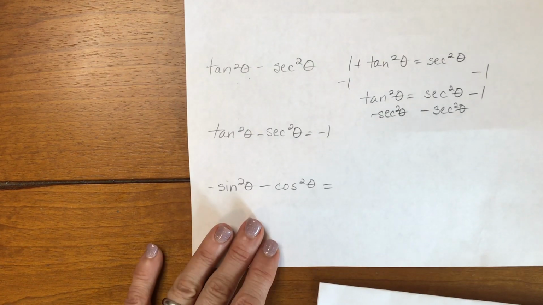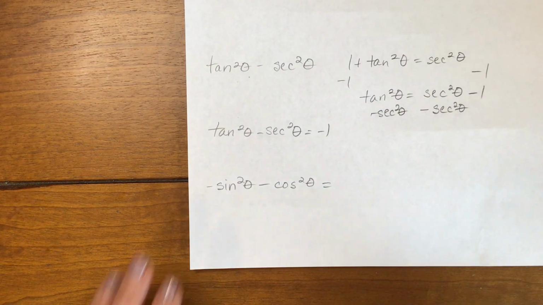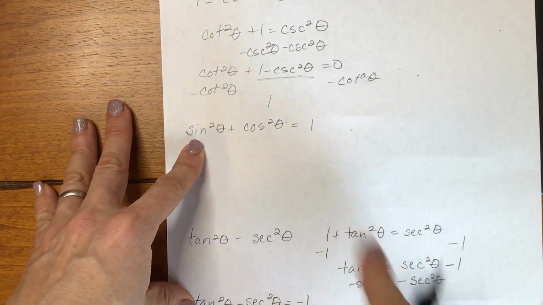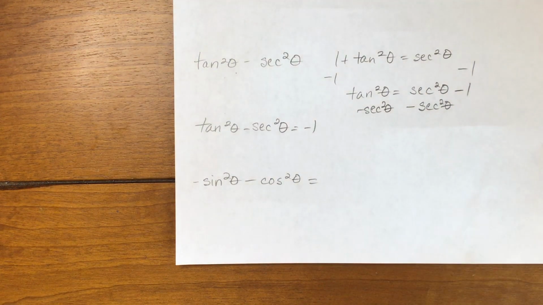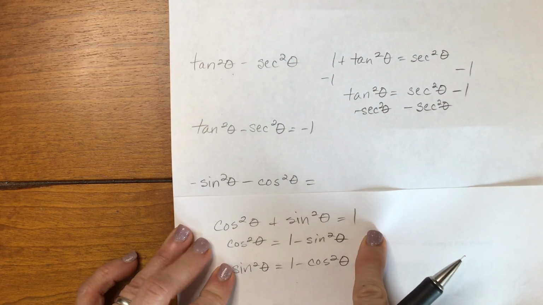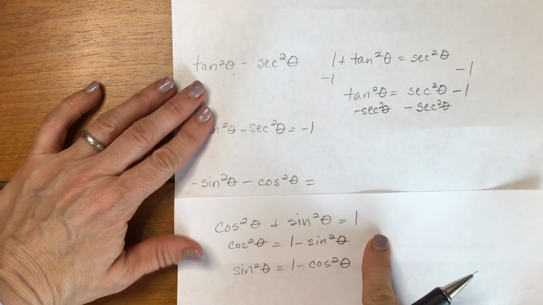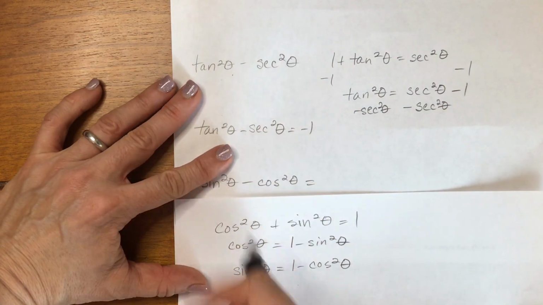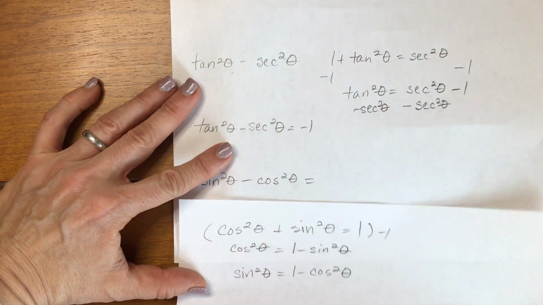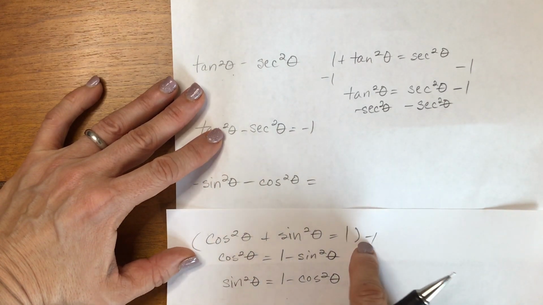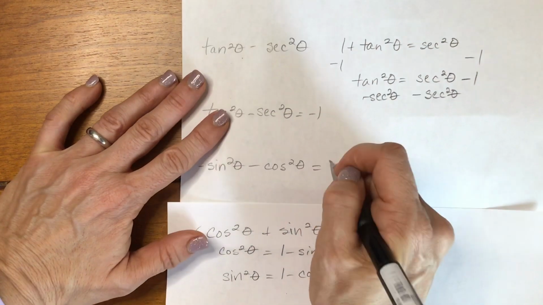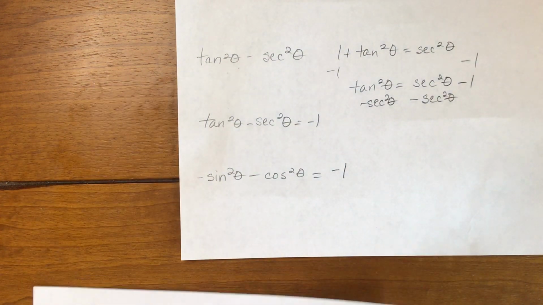And then last but not least, this is really similar to this one up here. Notice sine squared plus cosine squared equals 1. Well, now it's negative sine squared minus cosine squared. So to me, it looks like they took my original Pythagorean identity and just multiplied it all by -1. So maybe they went like this. And that would give you negative sine squared minus cosine squared. But now we want to distribute that -1 to 1, and so this must equal -1.